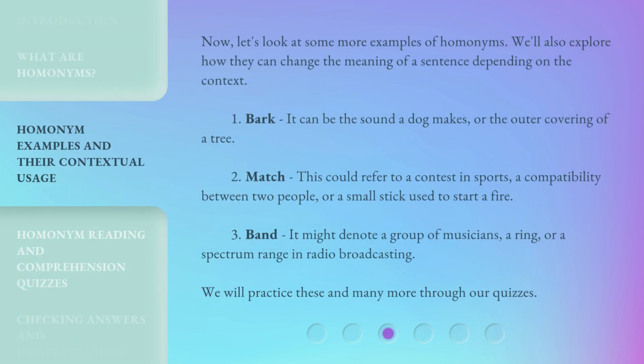Now, let's look at some more examples of homonyms. We'll also explore how they can change the meaning of a sentence depending on the context. 1. Bark. It can be the sound a dog makes, or the outer covering of a tree. 2. Match. This could refer to a contest in sports, a compatibility between two people, or a small stick used to start a fire. 3. Band. It might denote a group of musicians, a ring, or a spectrum range in radio broadcasting. We will practice these and many more through our quizzes.